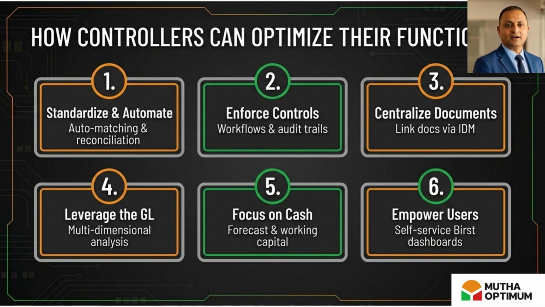For companies of 100 to 1000 employees, this means faster, more accurate closing, better cash flow visibility, stronger controls and auditability, and more time for controllers to be strategic advisors rather than data clerks.